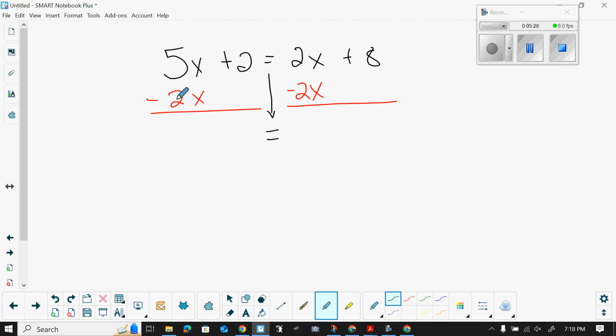5x minus 2x is 3x. Positive 2, there's nothing underneath of it, so we'll write down plus 2. Equal sign. 2x minus 2x is 0. I don't have to write this 0 down. Nothing underneath this positive 8, so I would write plus 8, or since there's no sign or no number in front of it, a positive 8 could just be written this way.